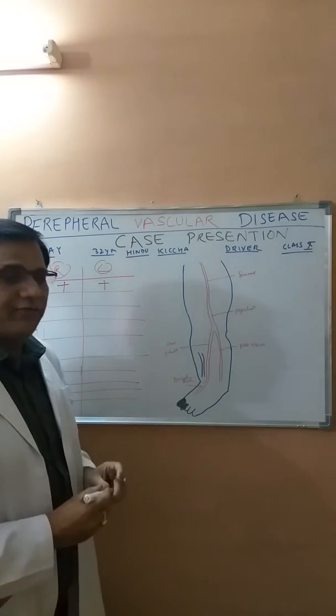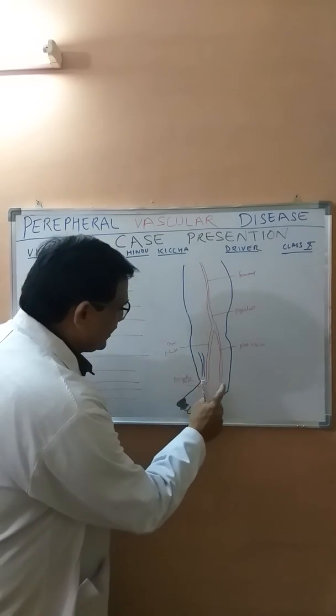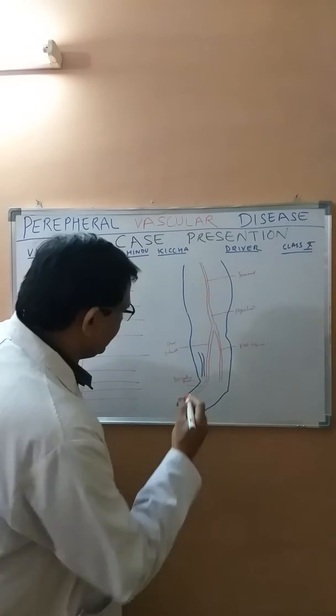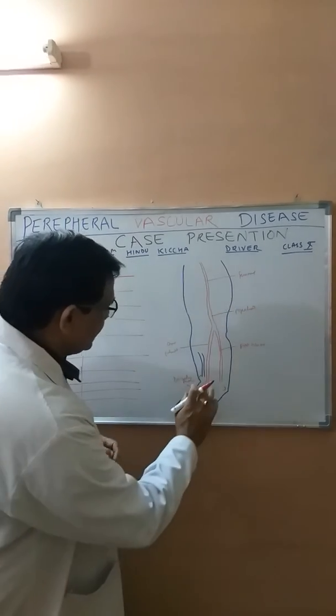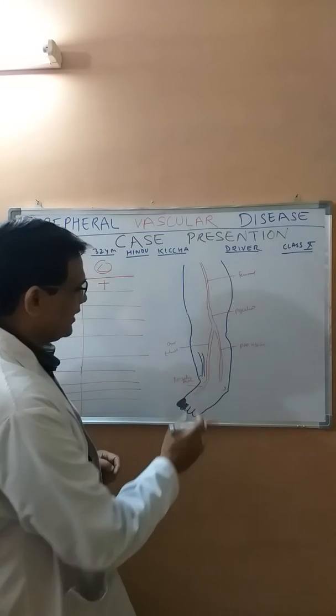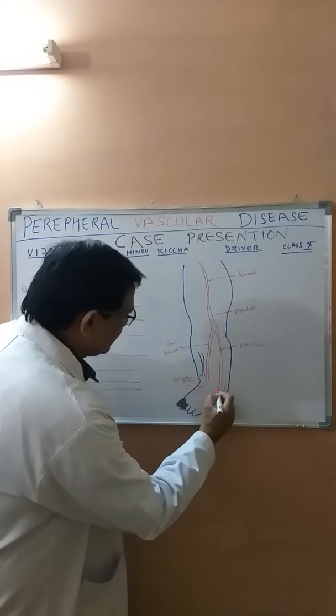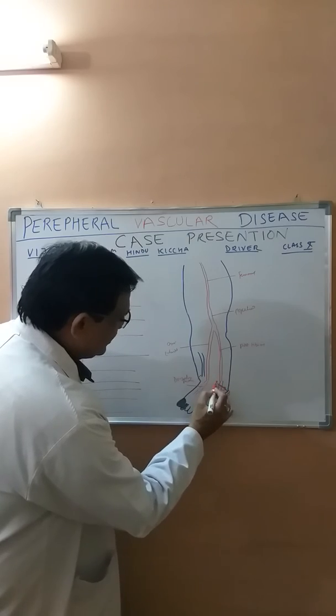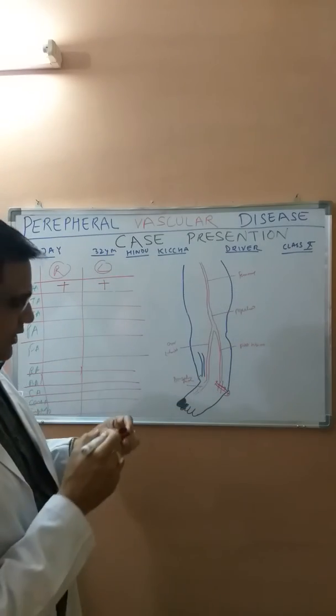Then you have to feel for the anterior tibial artery. The anterior tibial artery lies between the two malleoli. So between the medial malleolus and lateral malleolus, in between you have to press like this. You will be able to feel the anterior tibial artery. The posterior tibial artery you can feel between the medial malleolus and the heel. So this is the area where you can feel for the posterior tibial artery.